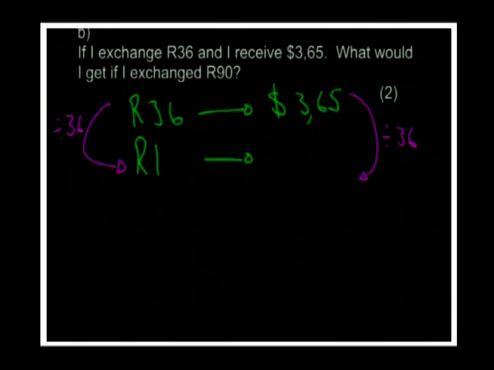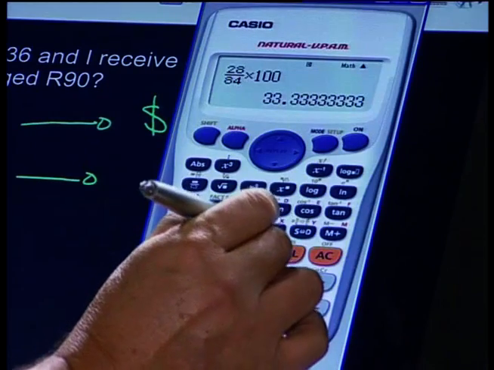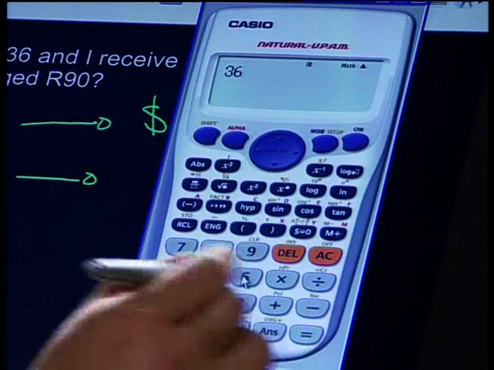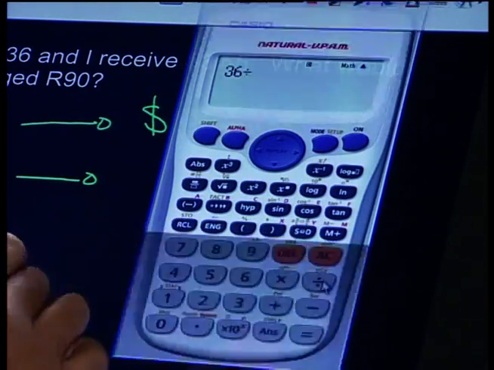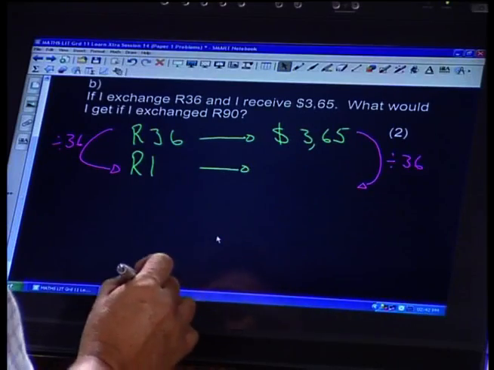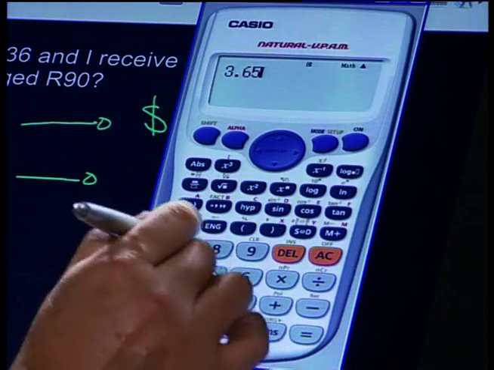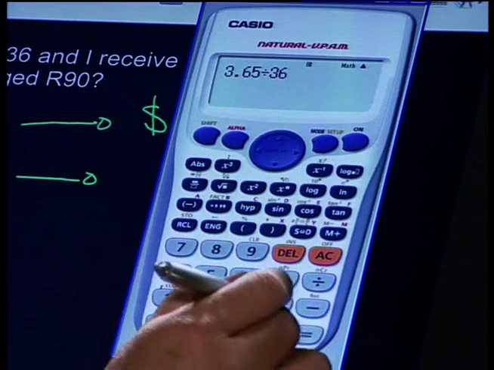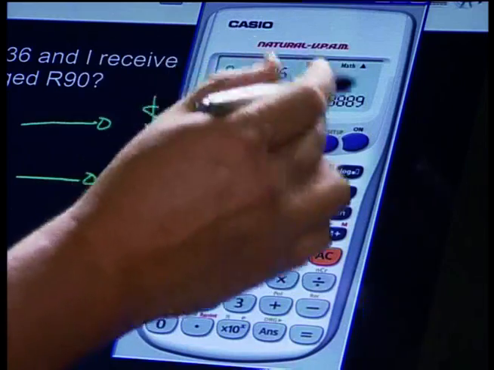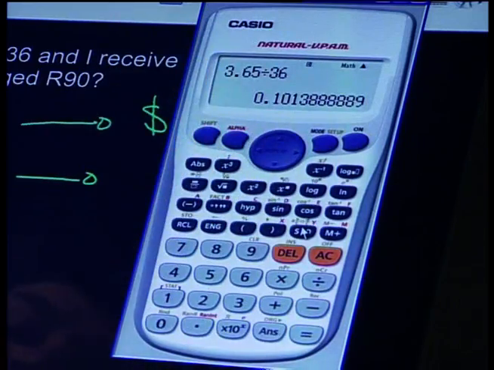And the same with ratios. For me to have got the 36 Rand down to 1, I divided it by 36. So I've got to do that to that side of the ratio as well. So how do I do that? Well, if I take my calculator now, and I'm going to say, right, I've got 36. I'm going to divide it now by, what did we say? Sorry, 3.65. Let's try that again, shall we? So we're going to say, I've got 3.65, I'm going to divide it by 36, and I'm going to land up here with a major answer of 0.10138888889.